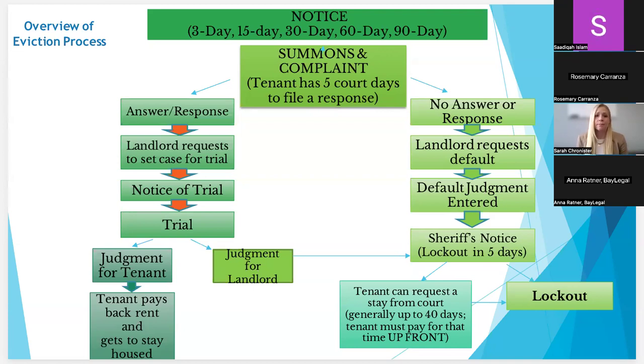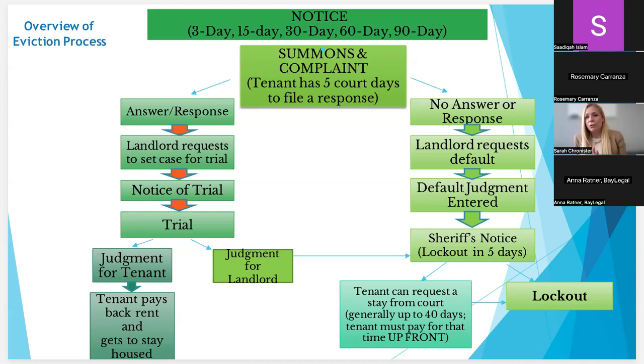If the parties at trial are unable to settle, there will be a trial, with either judgment for the tenant or judgment for the landlord. If the landlord wins, there's going to be an eviction judgment on the tenant's record. They will then soon get a notice from the sheriff with a date that they need to leave, or they'll be locked out. If the tenant wins, they are responsible for paying any back rent that they may owe and then can stay in the unit just as a normal tenant, as if the eviction hadn't happened.